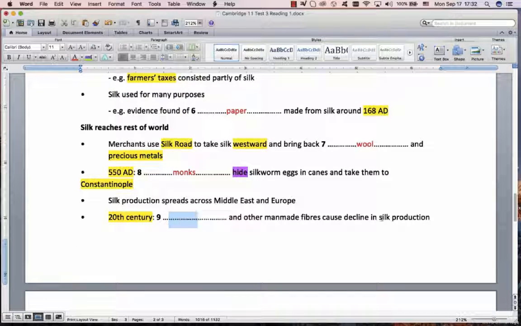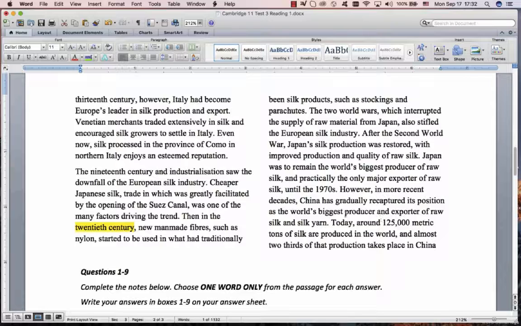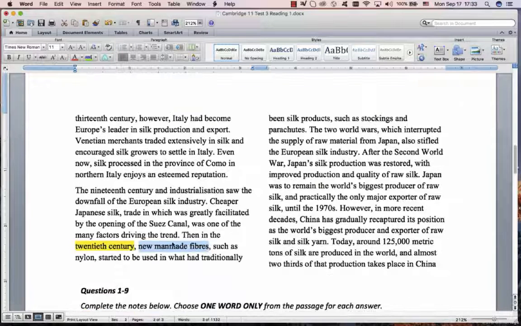Something and other fibers caused a decline in production. Now, it was a little bit difficult because if you were looking for a decline in production, you wouldn't really see it. So there's our word fibers, man-made fibers. And it's quite a tricky way that they've done it. They've given, this is the group, and then they've given nylon as the example.